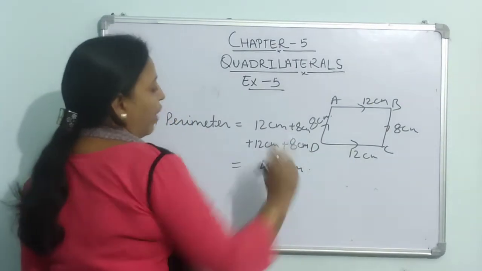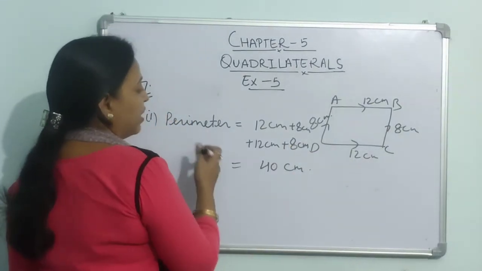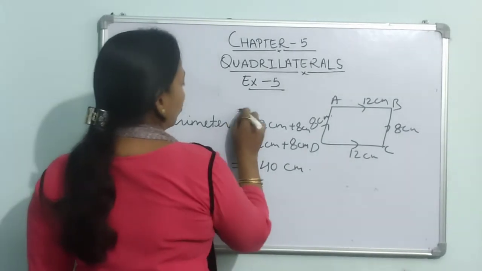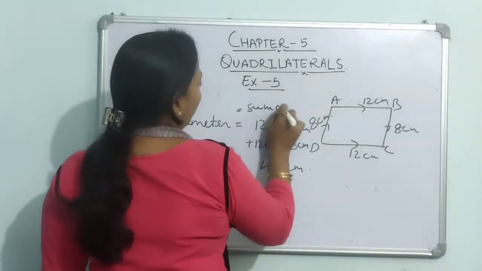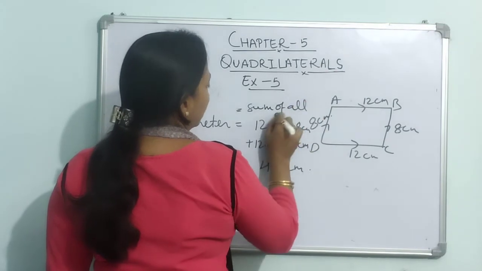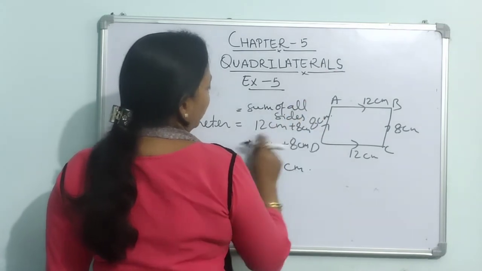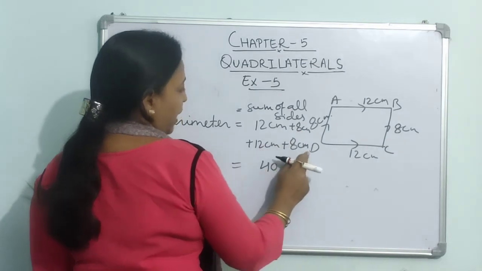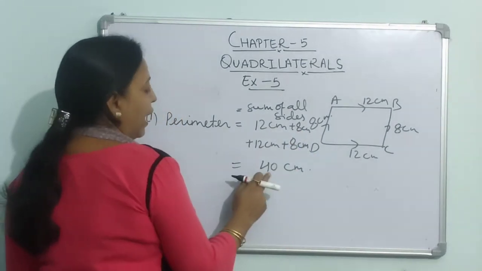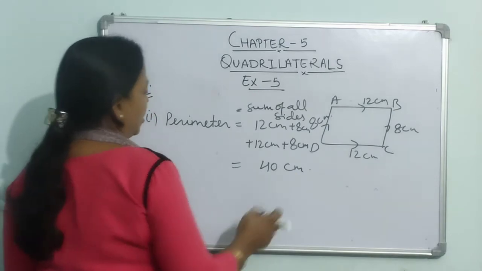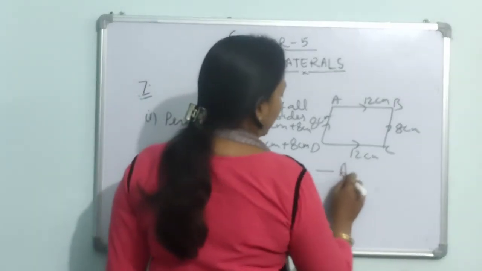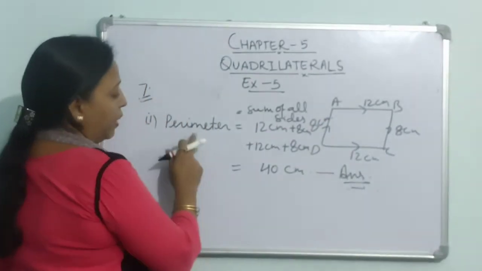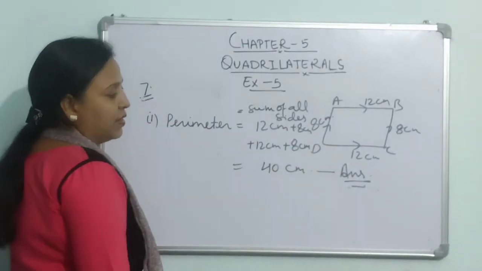And now you have to find the perimeter. You know perimeter means sum of all the sides. Here you can write the formula also if you know, sum of all sides. Then you can write 12 centimeter plus 8 centimeter plus 12 centimeter plus 8 centimeter. When you add, you will get 40 centimeter. So this is your answer. Sum of all sides of the parallelogram is equal to its perimeter and it will come 40 centimeter.